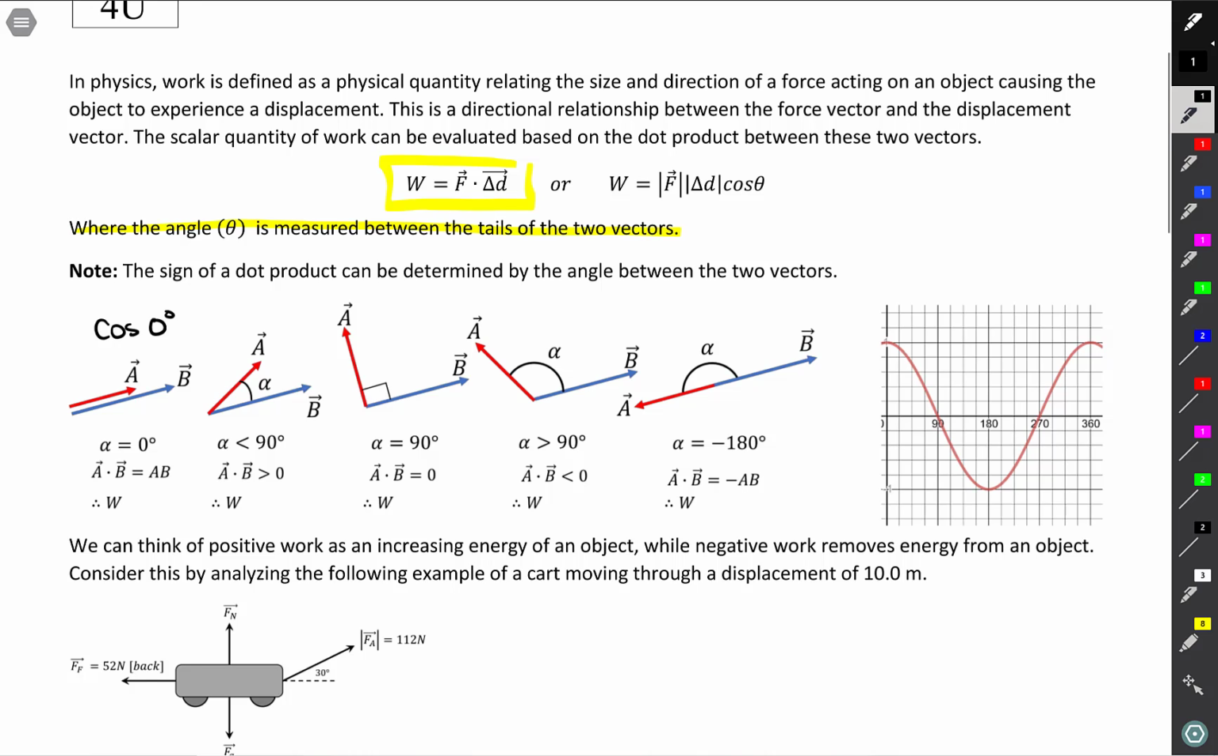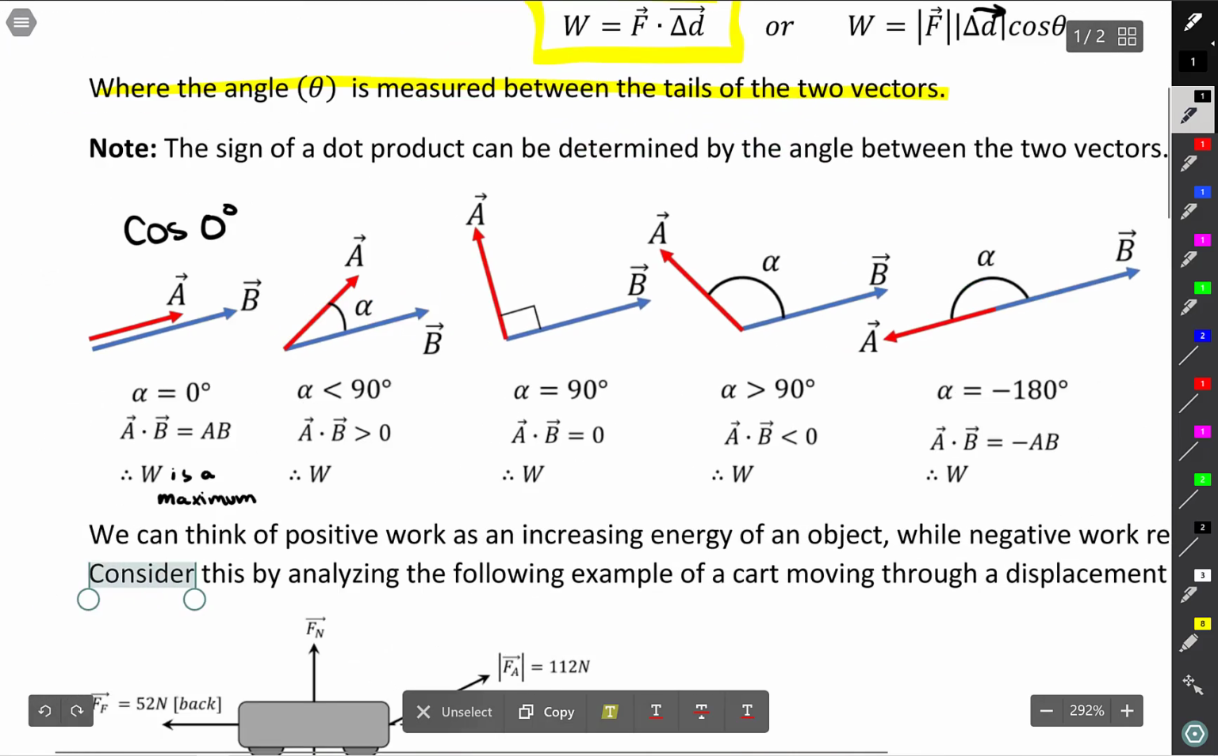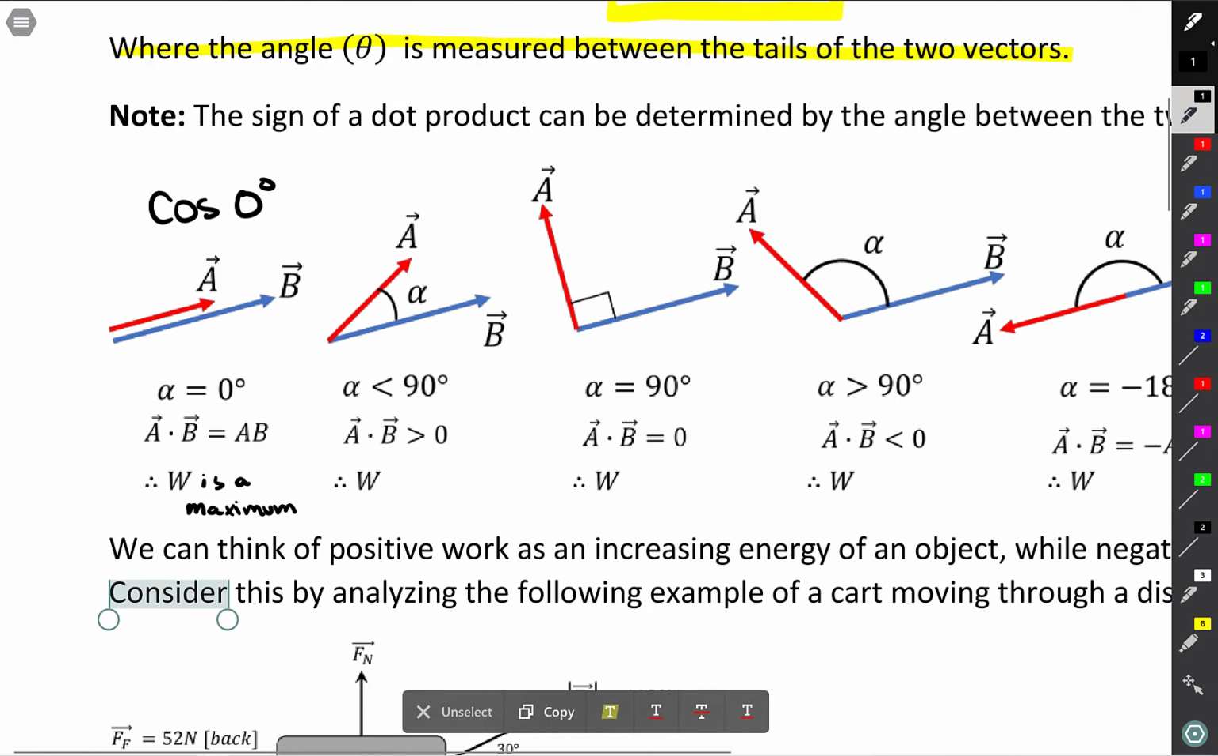So that means that when we put it into the equation, W is F times d, and this should have a little vector above it, times the cosine of the angle, it simply comes out to the magnitude of the two vectors. Right, so we get that work is a maximum. Okay, so work's a maximum if we have the angle between the vectors as 0.